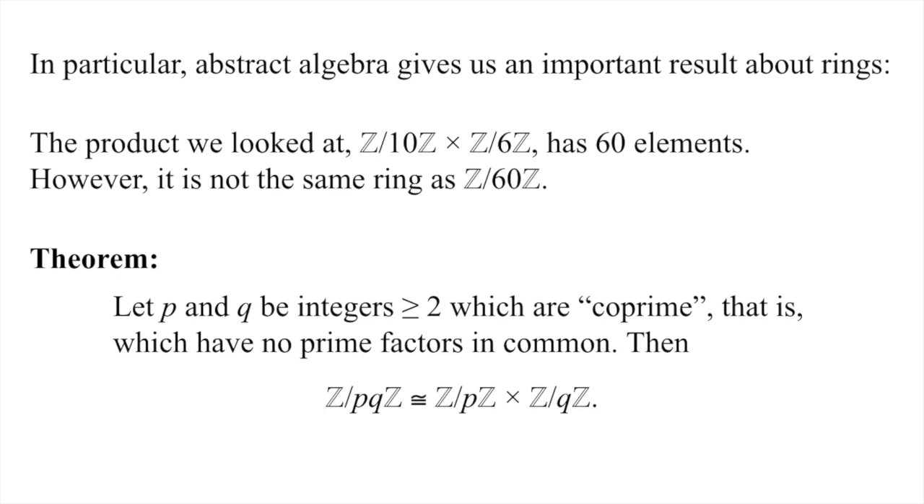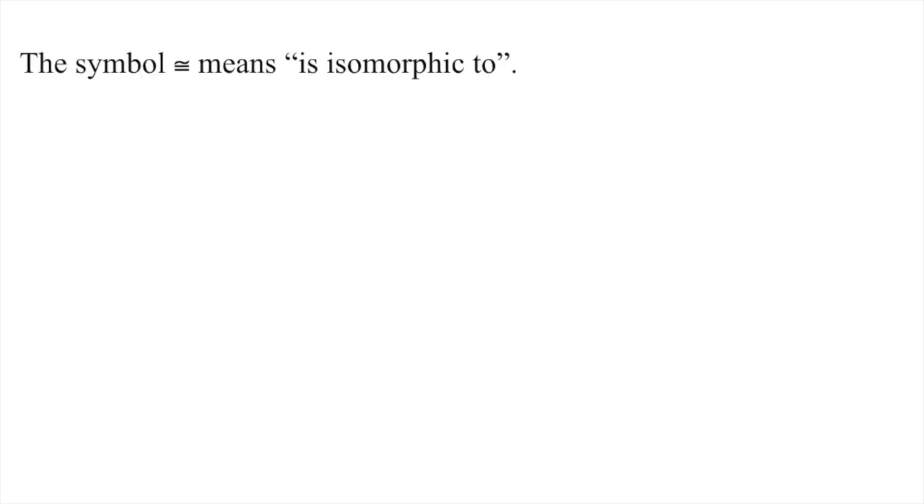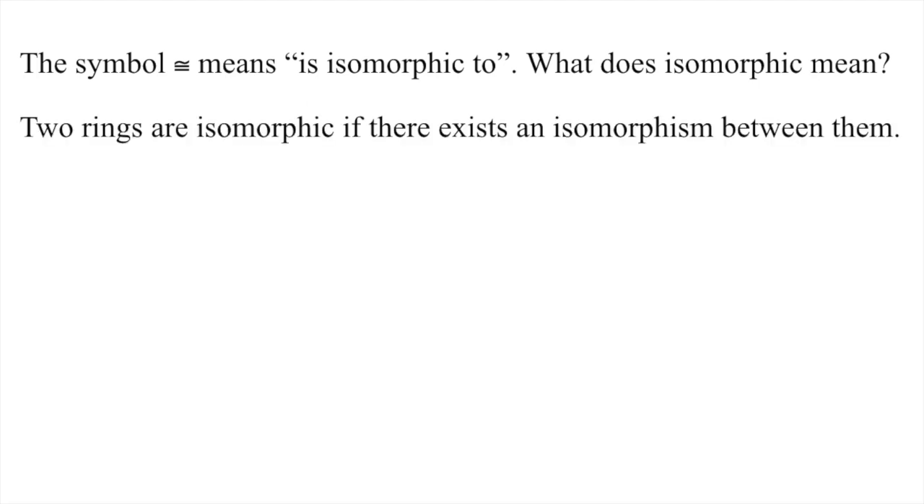Now, there's one important thing here which should be giving you pause. What the heck does this symbol mean? Well, this symbol comes from abstract algebra and means is isomorphic to. This leads to an obvious question. What does isomorphic mean? Now, the definition of isomorphic is a really classic mathematician definition. Two rings are isomorphic if there exists an isomorphism between them.